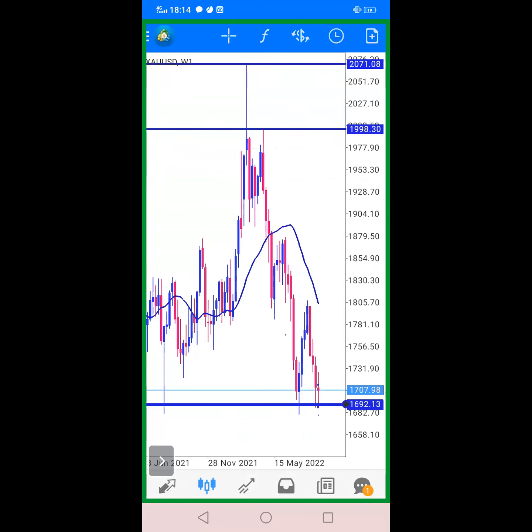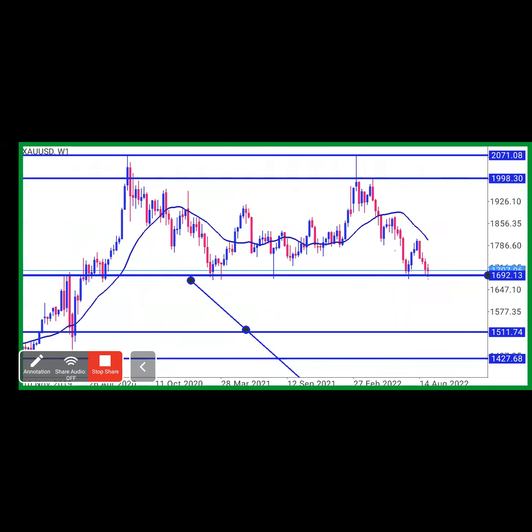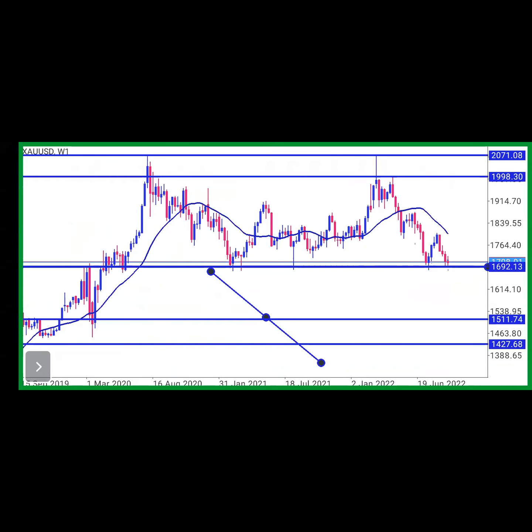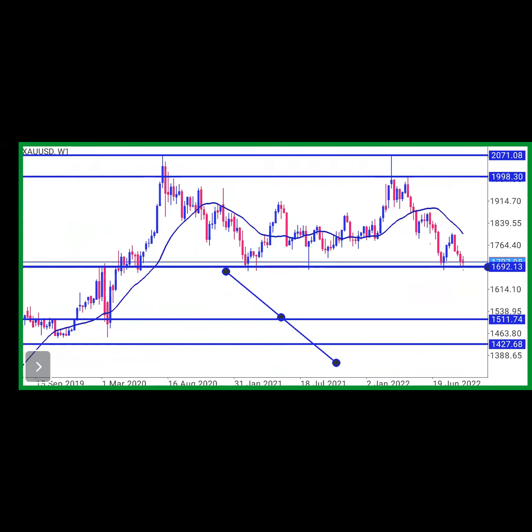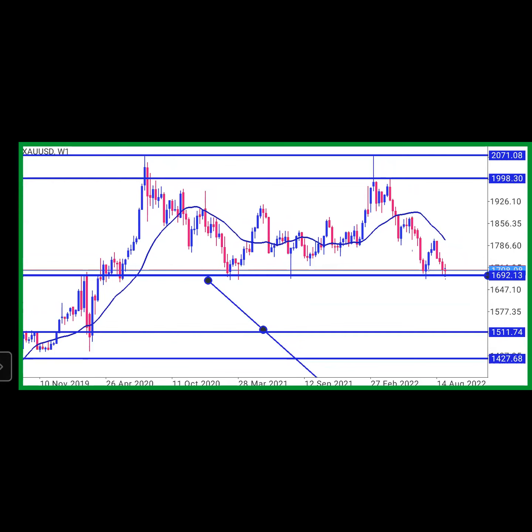Because the day it breaks this floor, I'm trying to show the zone. You can see after that zone, this floor around 1692, where's the next zone? The major zone is around 1511. That's about 1,200 pips.